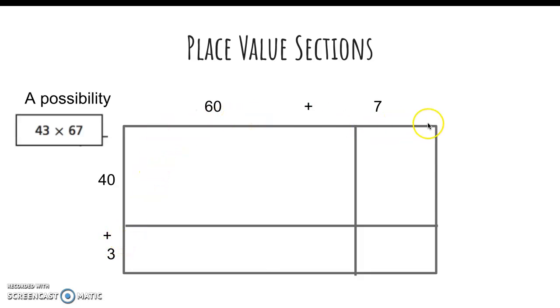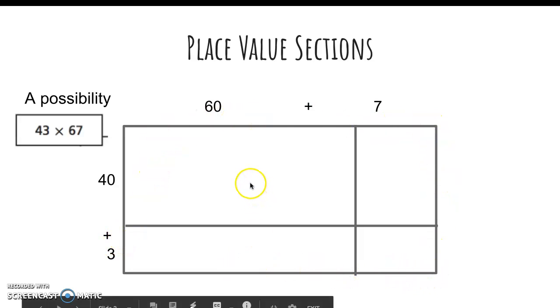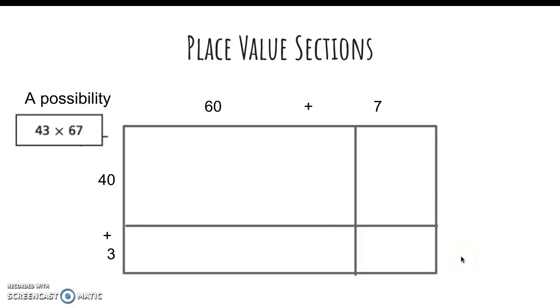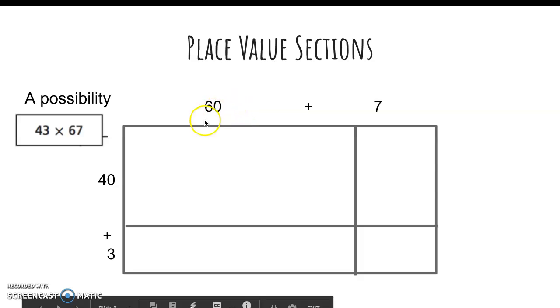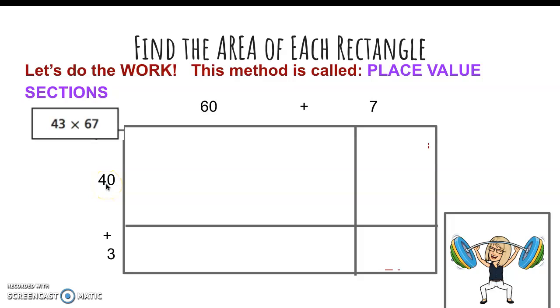So notice the vegetable garden is this whole area, but if I can find the area of each one of these rectangles, then add them together, I'll be able to find the area of my vegetable garden. So first we're going to take 60 times 40. Okay, oops, excuse me. So I goofed there. So now we're going to do the work. So this method is called our place value sections. All right, so 60 times 40 is going to give us 2,400.